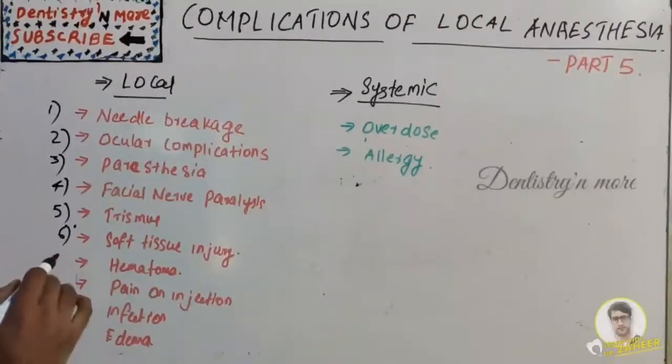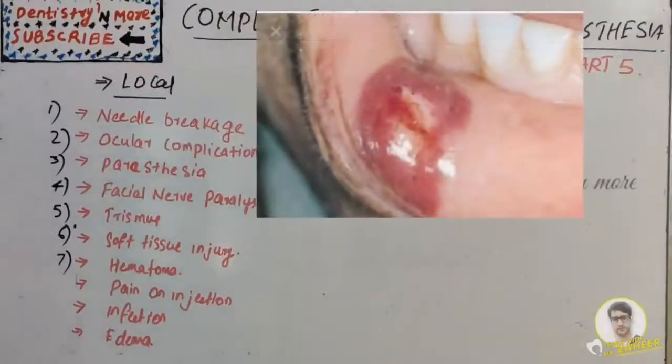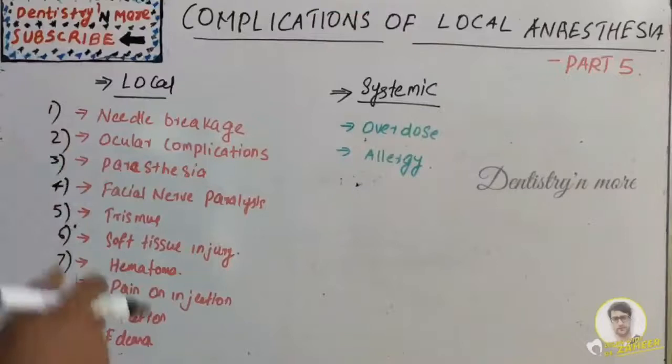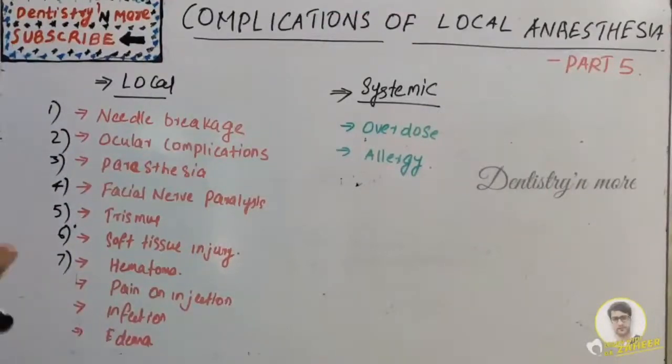Then we have hematoma. Hematoma is the effusion of blood into extravascular spaces, which can result from damage to a blood vessel. It is caused by piercing an artery or vein when giving the injection. It most commonly occurs with INB and posterior superior alveolar nerve block. This hematoma will be seen in 7 to 14 days.